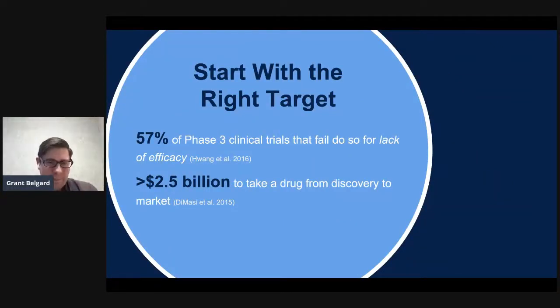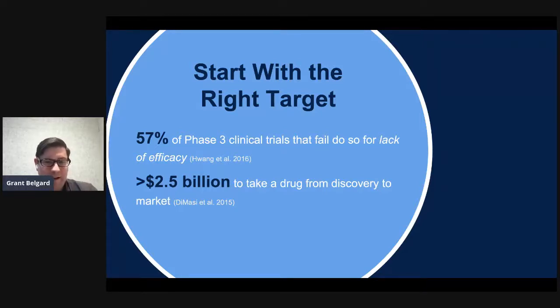So it's crucial to start with the right drug target. 57% of phase 3 clinical trials that fail do so for lack of efficacy. There are a variety of reasons for this that can sometimes be difficult to pick apart with confidence, but in a well-designed and well-powered study with robust target engagement, this can sometimes reasonably be ascribed to having picked the wrong target, especially when many such programs around that target fail.